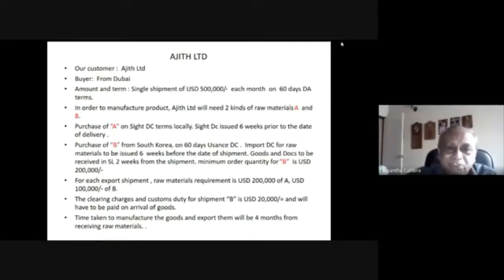Purchase of B from South Korea. Goods and documents to be received in Sri Lanka. For each export shipment, raw materials requirement is $200,000 of A and $100,000 of B.